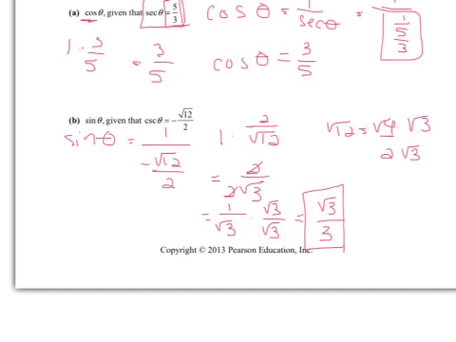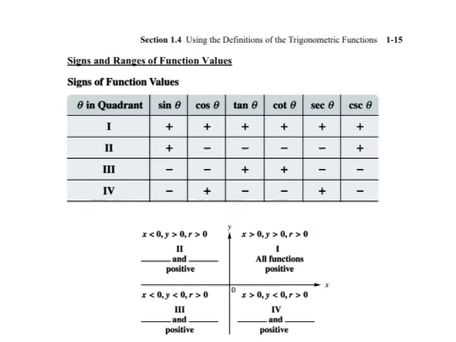So in this section, you're really just multiplying by the reciprocal, which is a better way to explain it. Moving on to the next page here, we talk about signs of function values. This theta in quadrant 1, 2, 3, and 4 is also on your chapter 1 formulas that you'll want to print off and have with you. So it talks about in quadrant 1 how everything is positive. So sine, cosine, tangent, cotangent, secant, and cosecant are all positive values.